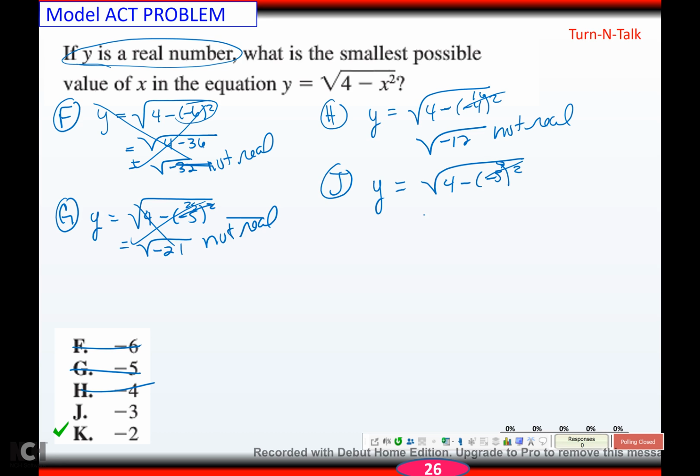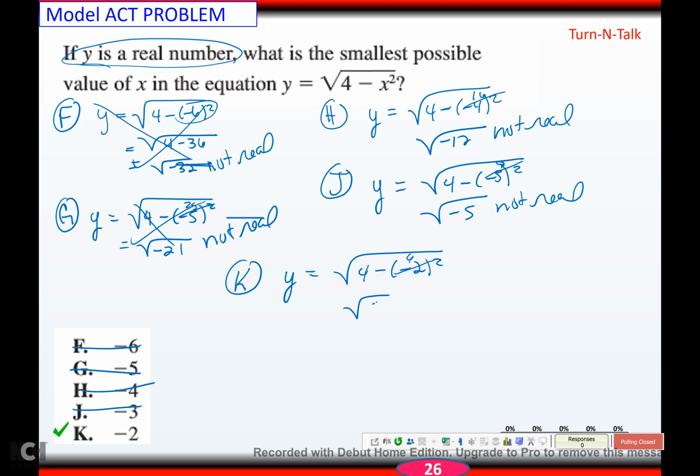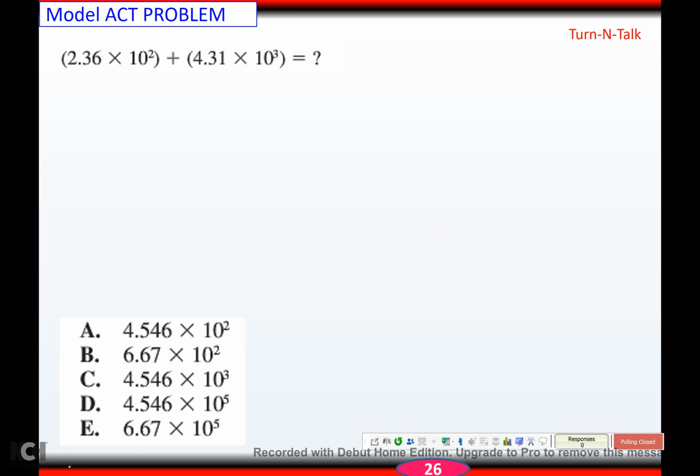J, make x negative 3, y equals the square root of 4 minus a negative 3 squared. That's 9. 4 minus 9 is negative 5, which is not real, which means it has to be K, but let's check it. Y equals the square root of 4 minus a negative 2 squared. That's 4. 4 minus 4 is 0. The square root of 0 is real, so it's got to be negative 2. Okay. All right, try this one. Hit pause. Come back when you're ready.